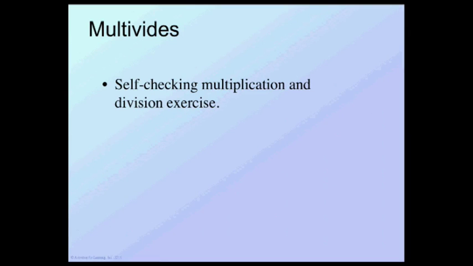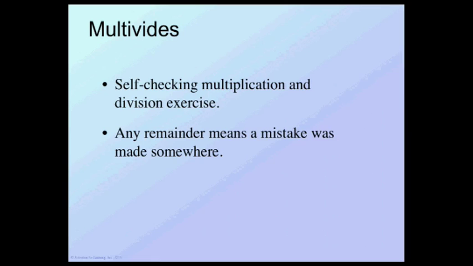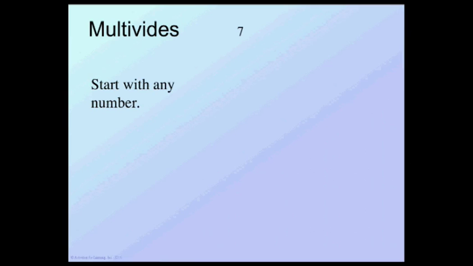And of course, we're going to use short division. And if you have any remainder when we get done, it means that a mistake was made somewhere. So let me show you what it is. We start with any number, and here we're going to pick 7. So we start with any number. We multiply it by 2. 7 times 2 is 14.